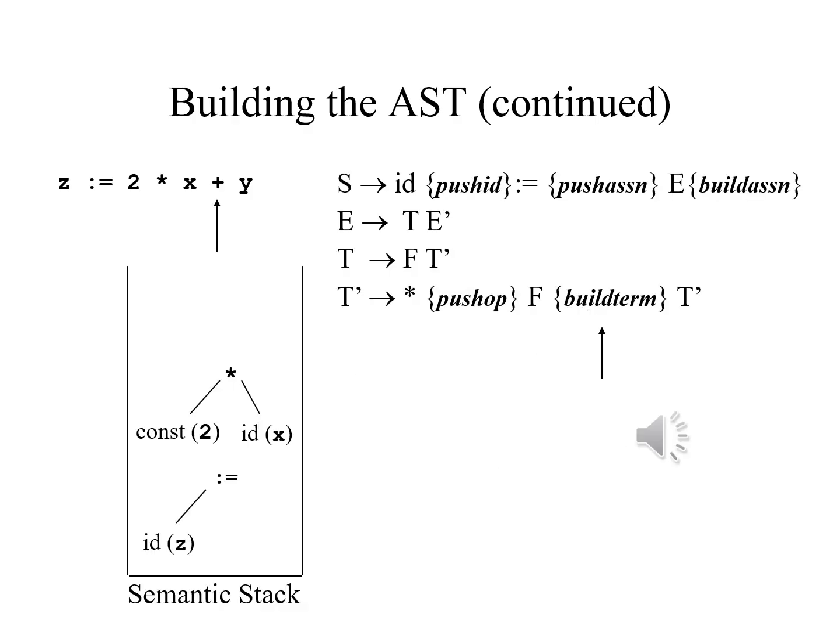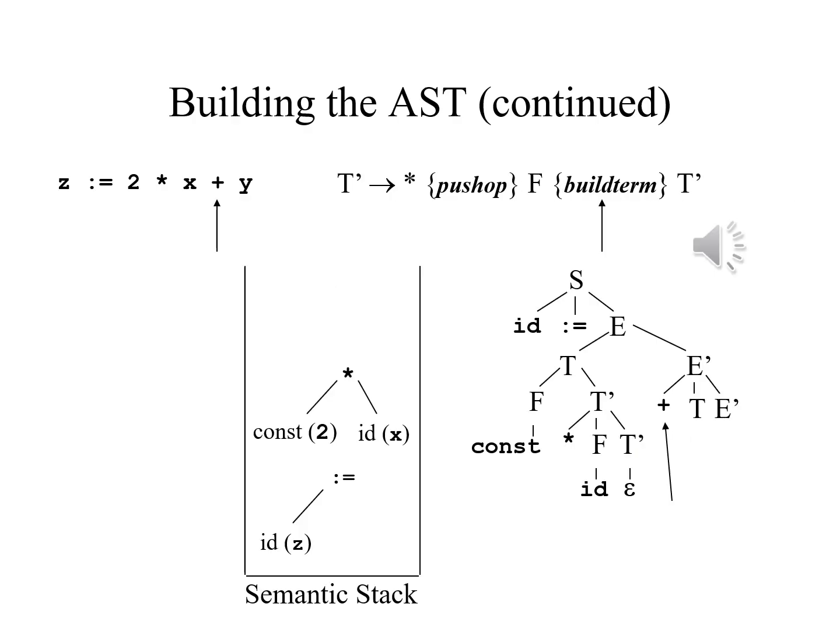Having already found the factor, we now are at a point where we are looking to build the term. What that means is that we are going to pop the identifier, we're going to pop the tree fragment with the asterisk and the constant, and the identifier will be the right child of the asterisk.